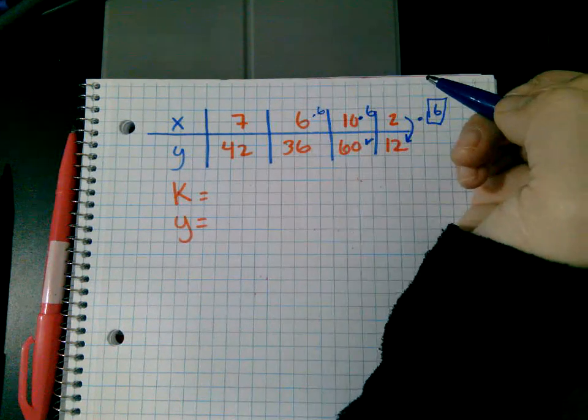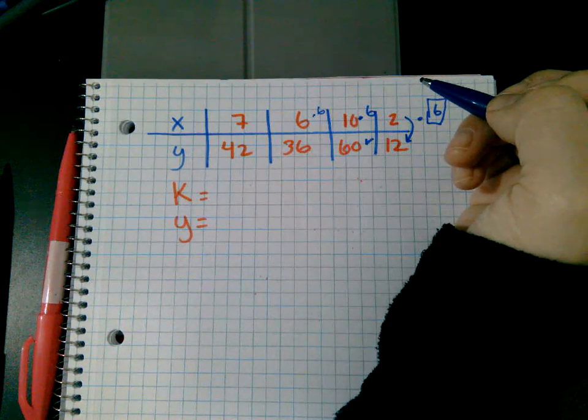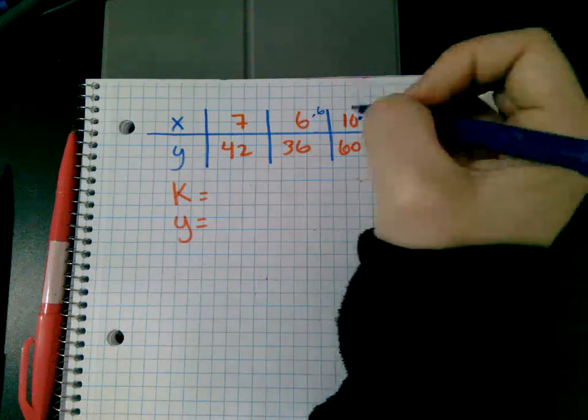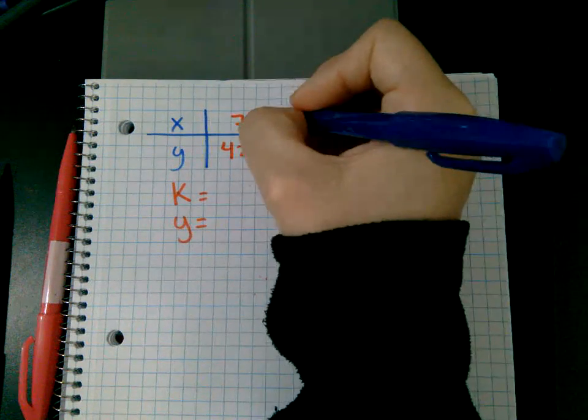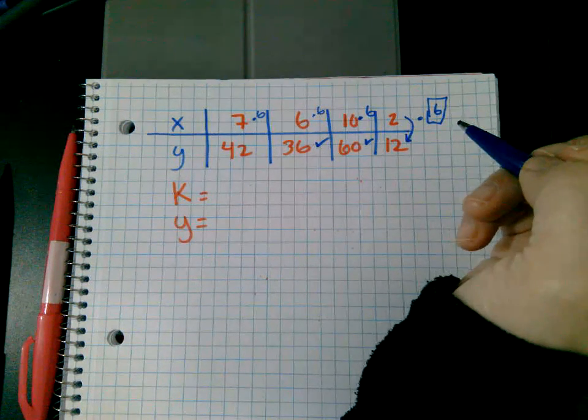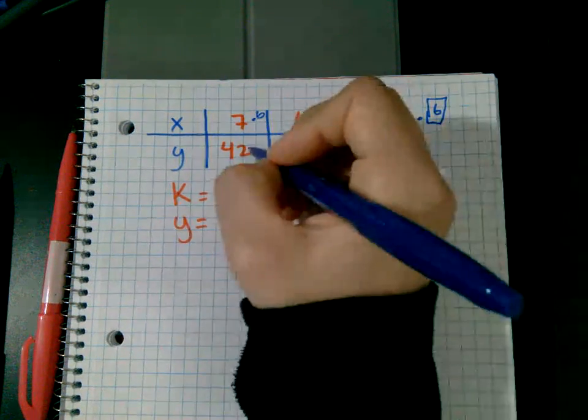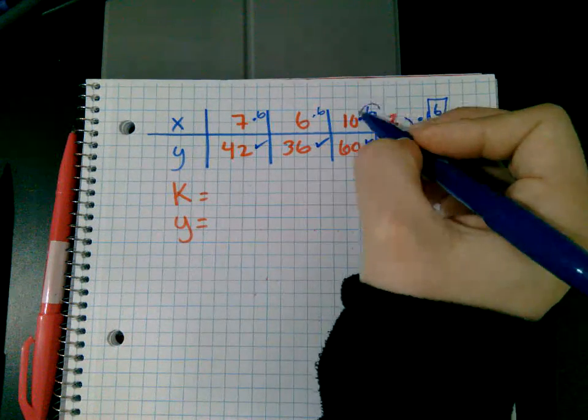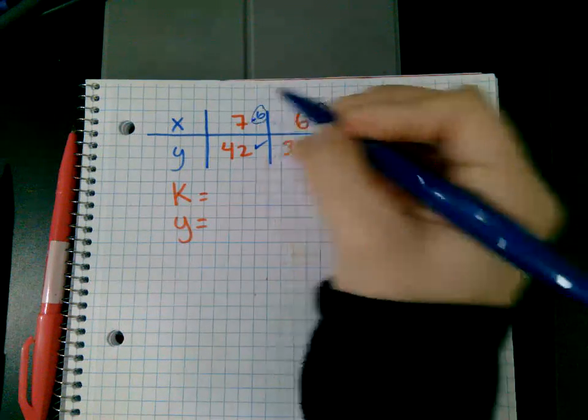6 times 6. Oh no, let me check my multiplication table. 6 times 6. Oh yeah, 36. Okay, cool. 6 times 7. Oh God, I don't know what that is. Gosh, let me get my calculator. 6 times 7. Oh, 42. Oh, okay, cool. So they all are being multiplied by 6.